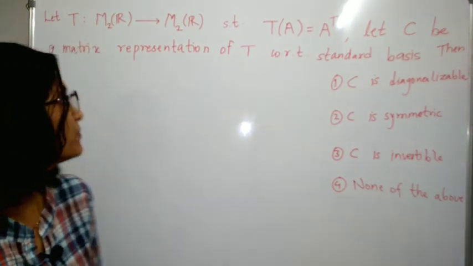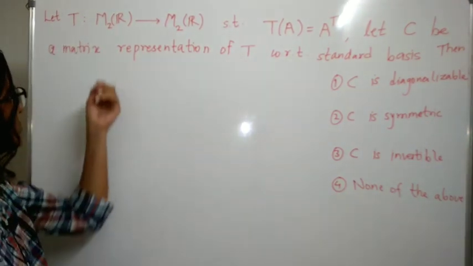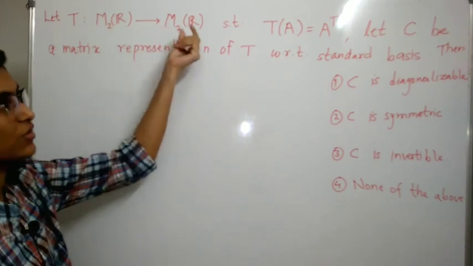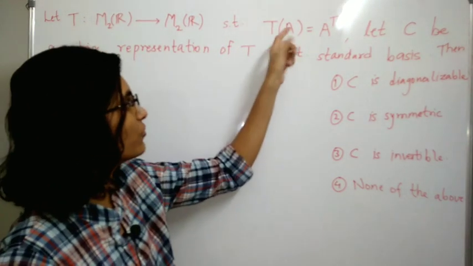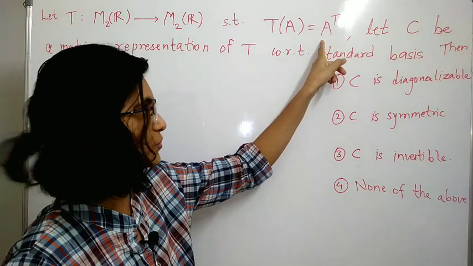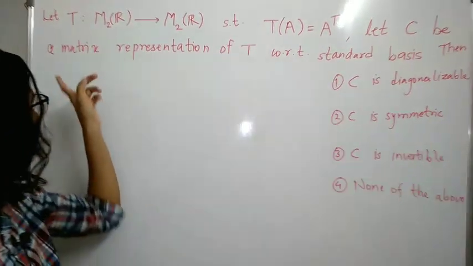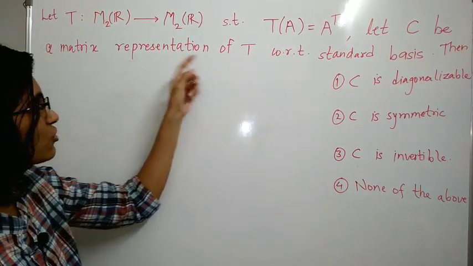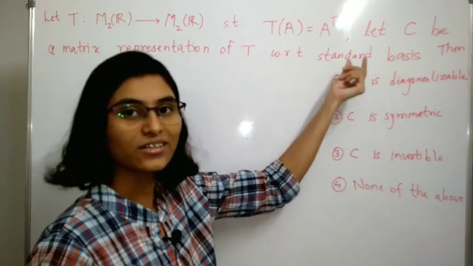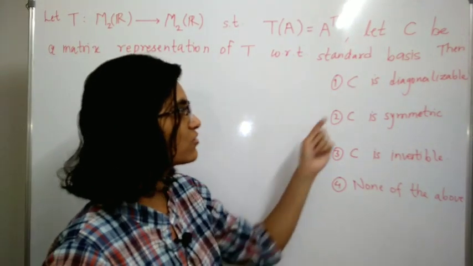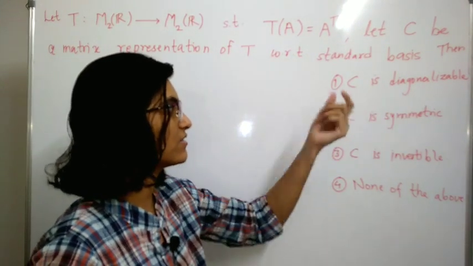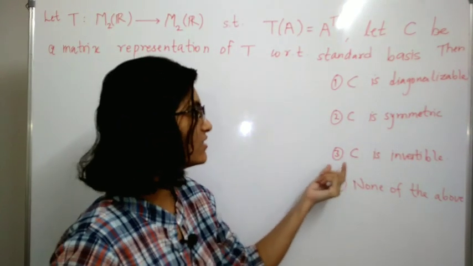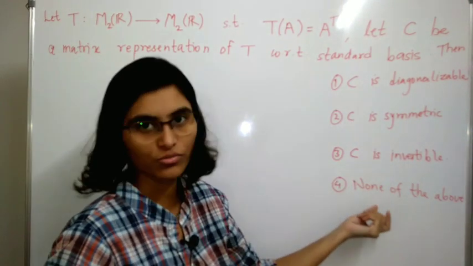So let's start. Let T be a map from M2(R) to M2(R) such that T(A) = A transpose, and let C be the matrix representation of T with respect to the standard basis. Then the first option is C is diagonalizable, second is C is symmetric, third is C is invertible, and last is none of the above.